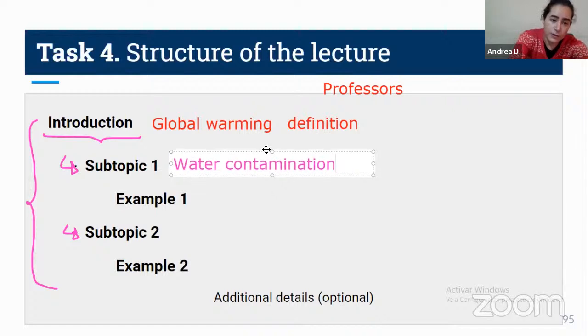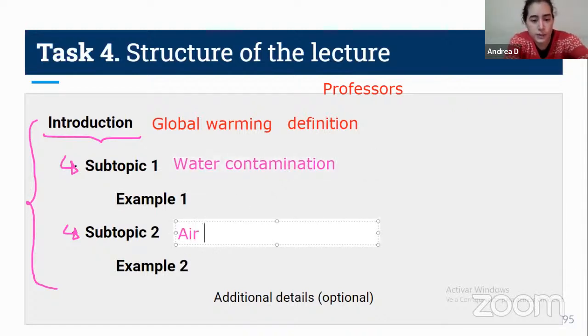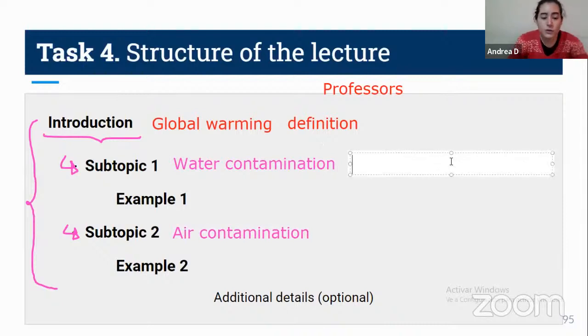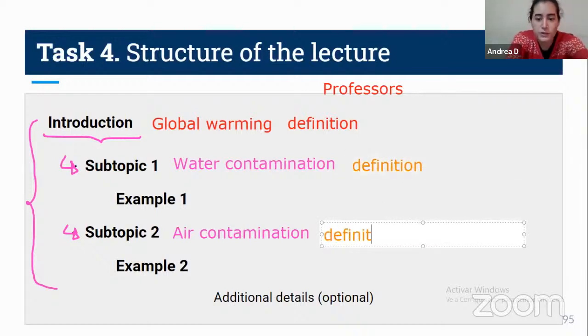In the other one could be, let's just say, air contamination. So factories and all that. So let's say that those are the 2 subtopics, the 2 things that have caused global warming. Now again, in each one, you may have a short definition as well. So maybe they will define what water contamination is, and they will also define what air contamination is. So you will have a short definition in there.